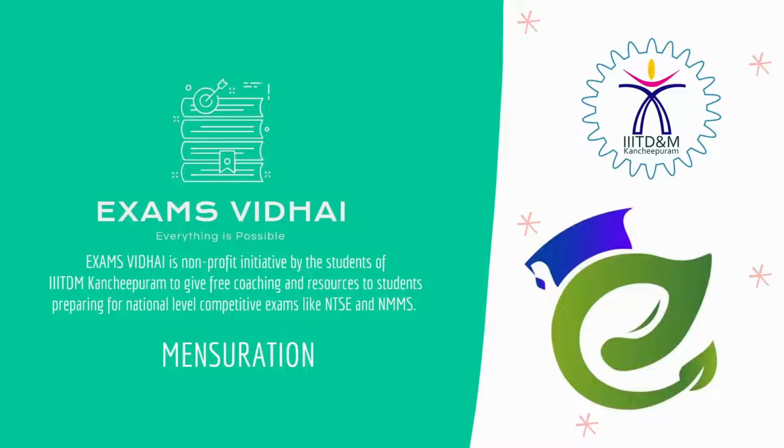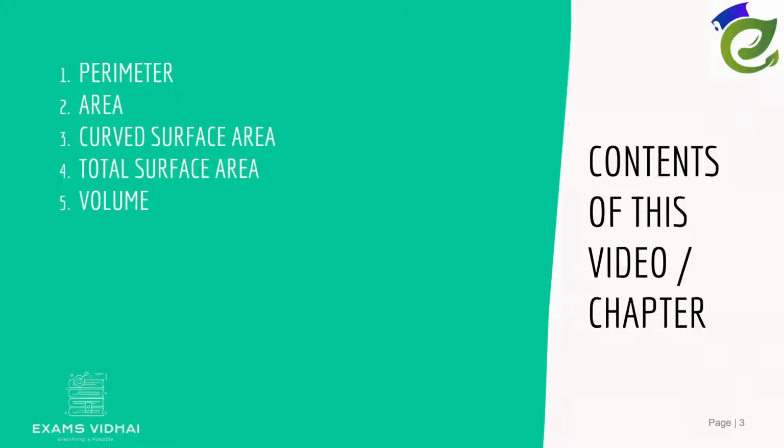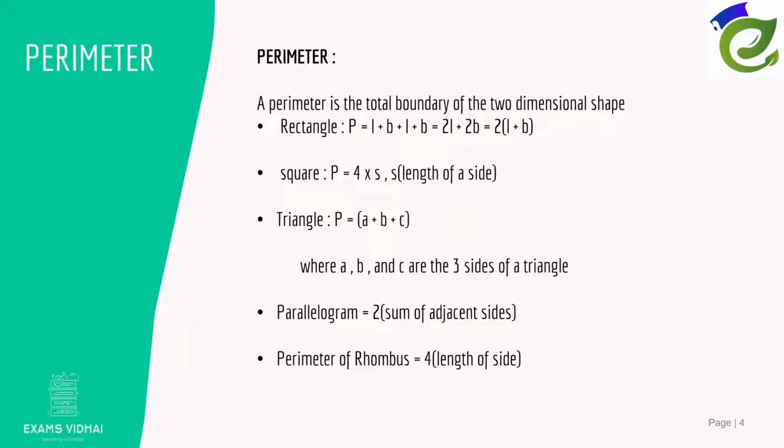Okay. Today our topic is mensuration. Mensuration is mainly for objects like 2D objects and 3D objects. Today the topics of the session are perimeter, area, curved surface area, total surface area, and volume. We'll discuss one by one what is perimeter, curved surface area, total surface area, and volume. Okay, we'll move further. Perimeter.